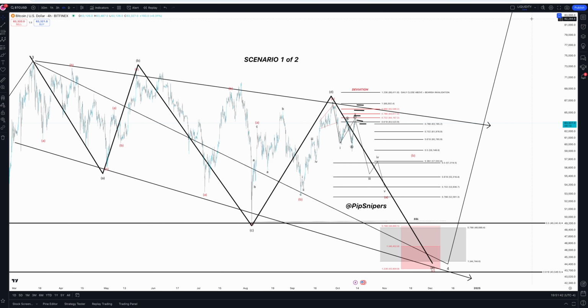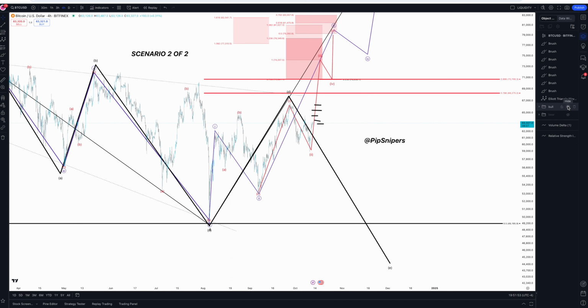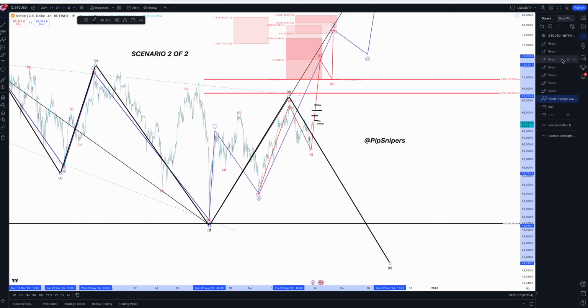Okay, so the bullish scenario, basically what it states is that, let me see here. All right, so this is, wait, let me put this in here.